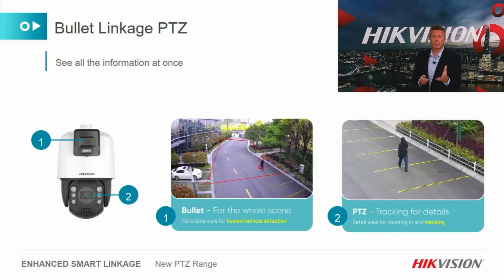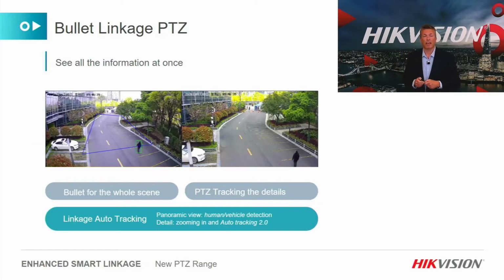So here as you can see, diagram number one, picture number one, this is your bullet camera view. This is showing you what you'd see with your static camera. And on picture two, this is where the PTZ can zoom in and get the details. I'll show you a video on how this goes together.